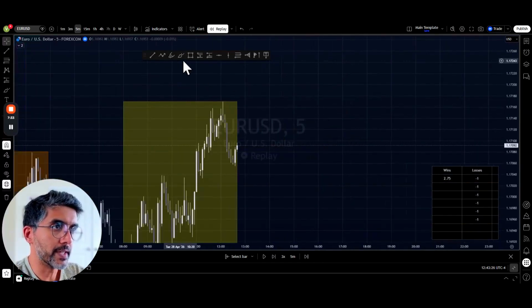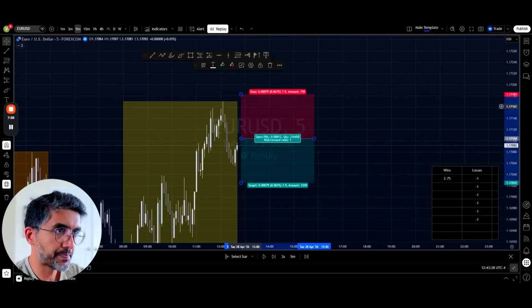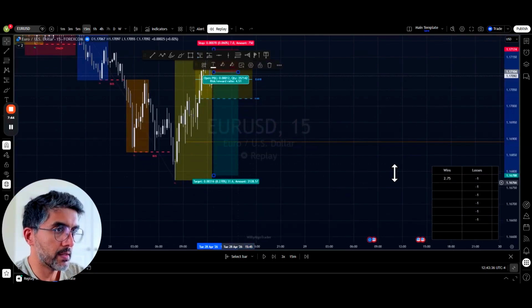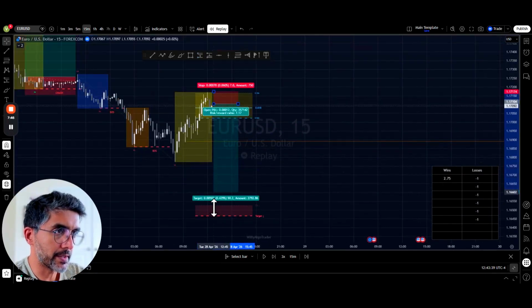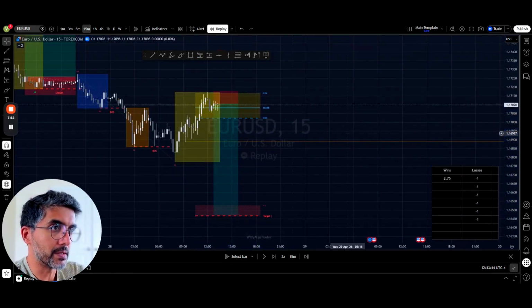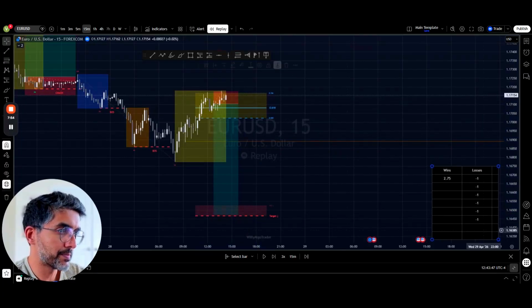So let's go to 5-minute, find an entry for ourselves. Nice order block here. We'll protect ourselves above this high. Where is the target? Target's all the way down here. 9-hour trade, and out.